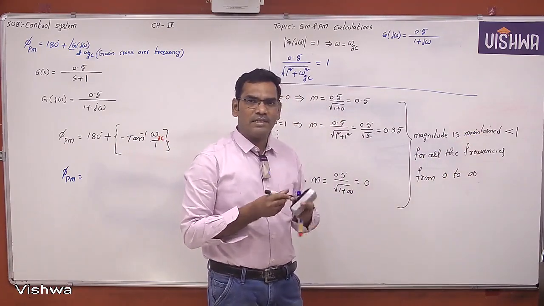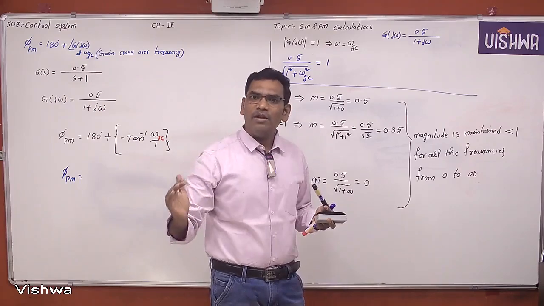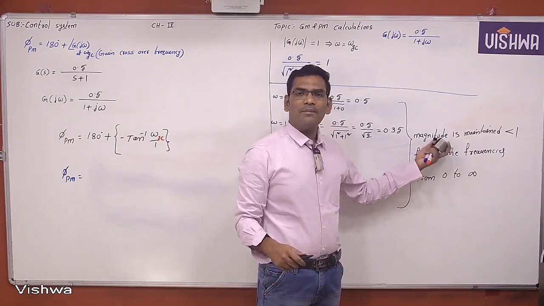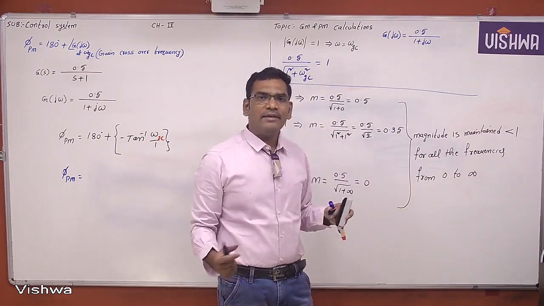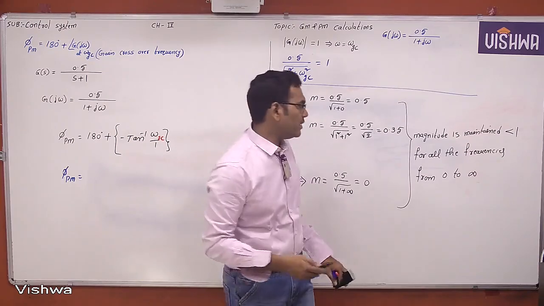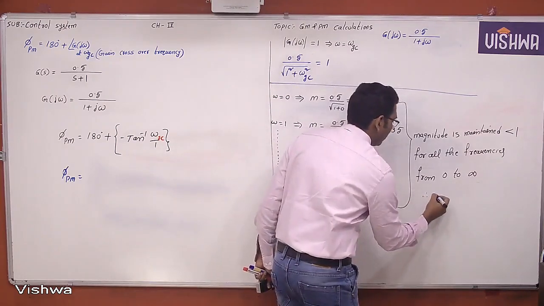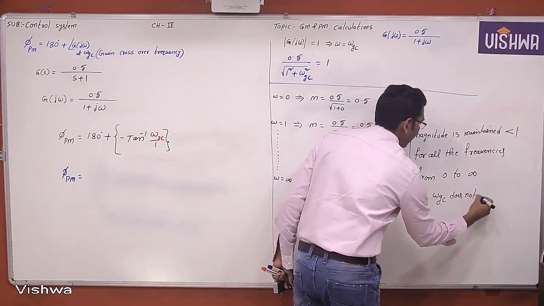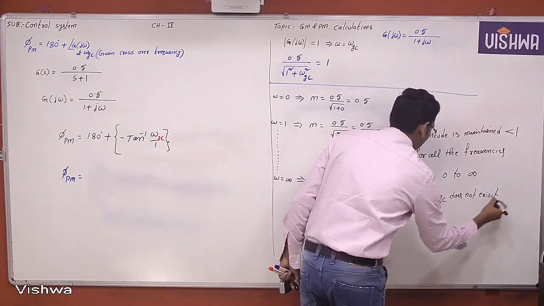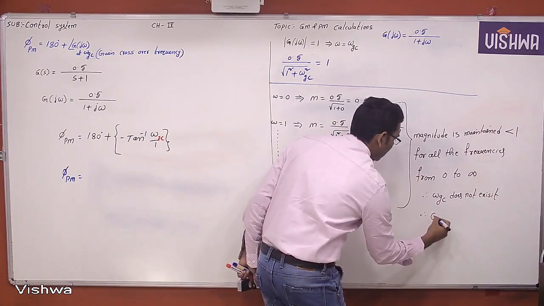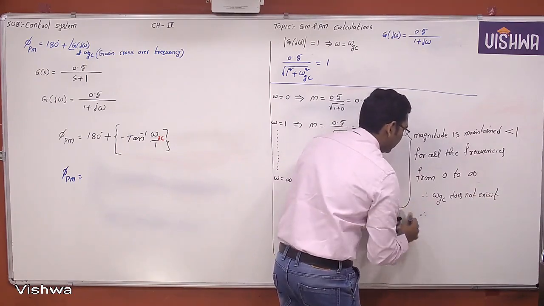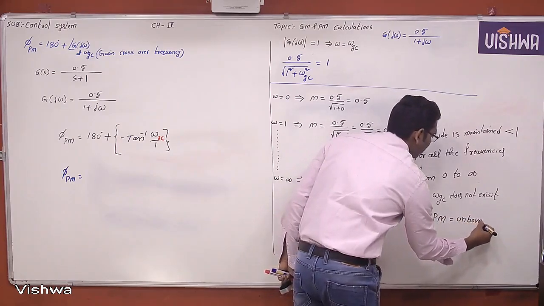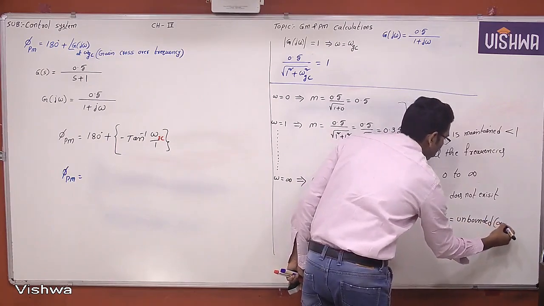What is the gain crossover frequency? It will cross the gain of 1. It will cross the magnitude of 1. But you substitute all the frequencies, and your magnitude will not cross 1. Your gain will not cross 1. Then the gain crossover frequency does not exist. Therefore, the gain crossover frequency does not exist. And therefore, the phase margin is an unbounded value. The phase margin is unbounded.